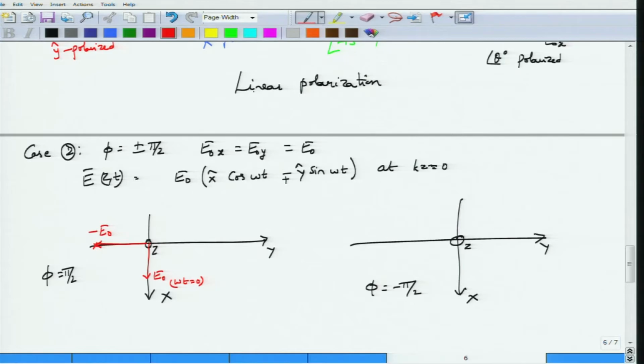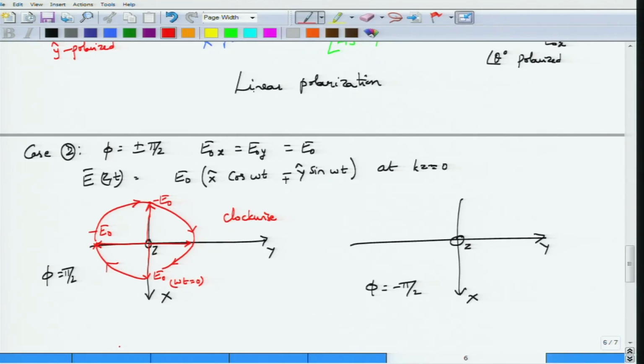Obviously, in the intermediate stage this vector must have rotated from x to minus y direction, and at omega t equal to 3 pi by 2, the electric field would have rotated such that it would fall along minus E0, this time along x, and then finally it would have rotated onto the y axis and then back to the x axis. So as you can see, your wave is rotating clockwise. This is the rotation of the electric field vector in the clockwise direction.